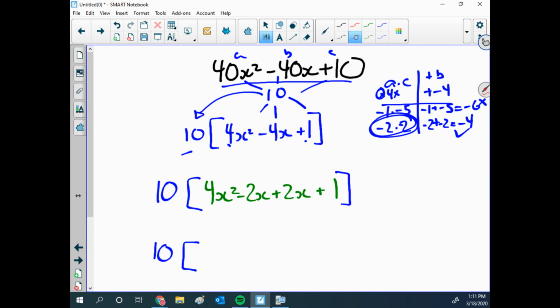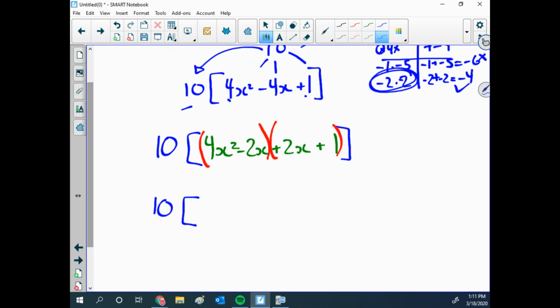Now my steps from here are the same. I put brackets around the first two terms and the last two terms, and I need to remove a GCF out of each set of brackets. So I'm going to divide this term by 2x. That comes to the front. So 2x, and then I write what's left. 4x squared divided by 2x is 2x. And negative 2x divided by 2x is negative 1.